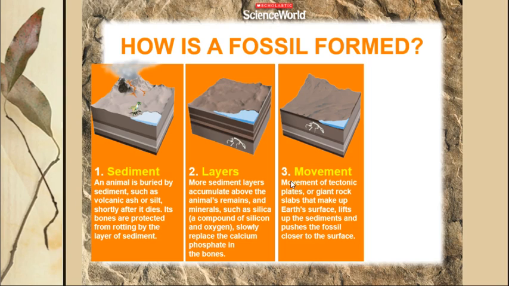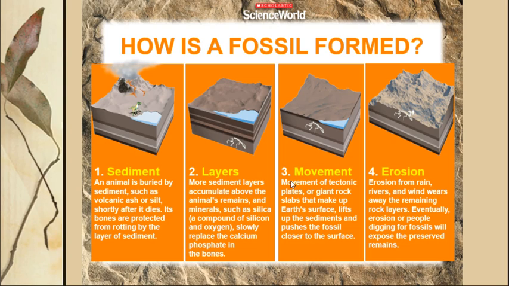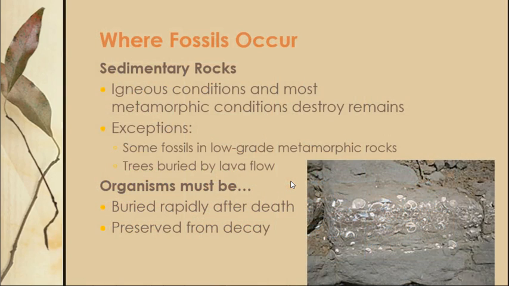And then tectonic plates will cause uplifting, and that will push the fossils closer to the surface, and then erosion processes will uncover them. So eventually people will either see them on the surface or they won't have to dig very far to get to them. Okay, so fossils occur in sedimentary rocks. Igneous conditions and metamorphic conditions destroy remains, because you're talking about lava, it's hot, or metamorphosis, pressure and heat, that's bad for preservation. There are sometimes fossils that will form in low-grade metamorphic rocks. We're not really concerned about that now. And sometimes trees are buried by lava flow, but again, we're not concerned about that right now. Overall, organisms have to be buried really rapidly to prevent decay. That's it. And it's sedimentation that does that.